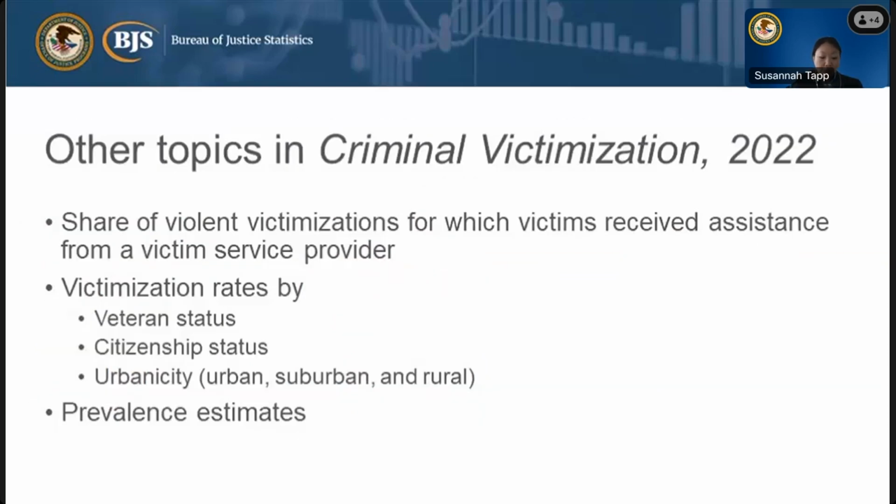In addition to what was presented today, if you see our criminal victimization report, there is information on some other topics, such as percent of victims receiving assistance from a victim service provider, victimization rates by veteran status, citizen status, urbanicity, and you can also see prevalence estimates.